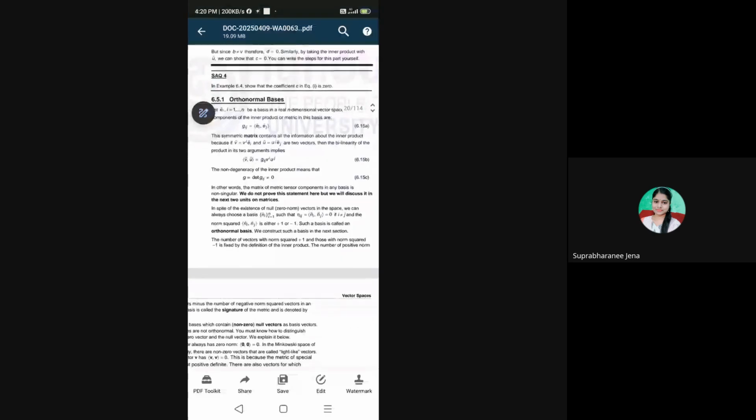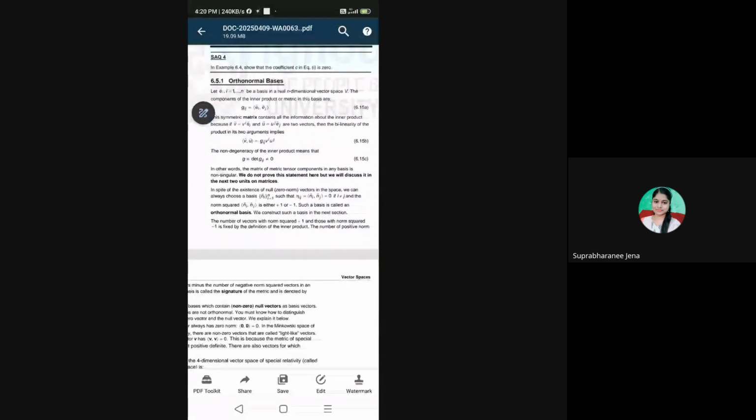So if e_i, where i is equal to 1 to n, is a basis in a real n-dimensional vector space V, the components of the inner product or metric in this basis are g_ij equal to (e_i, e_j), and the symmetric matrix contains all the information about the inner product. Okay, and the non-degeneracy of the inner product means that g, the determinant of g_ij, is not equal to 0, and the matrix of the metric tensor components in any basis is non-singular.